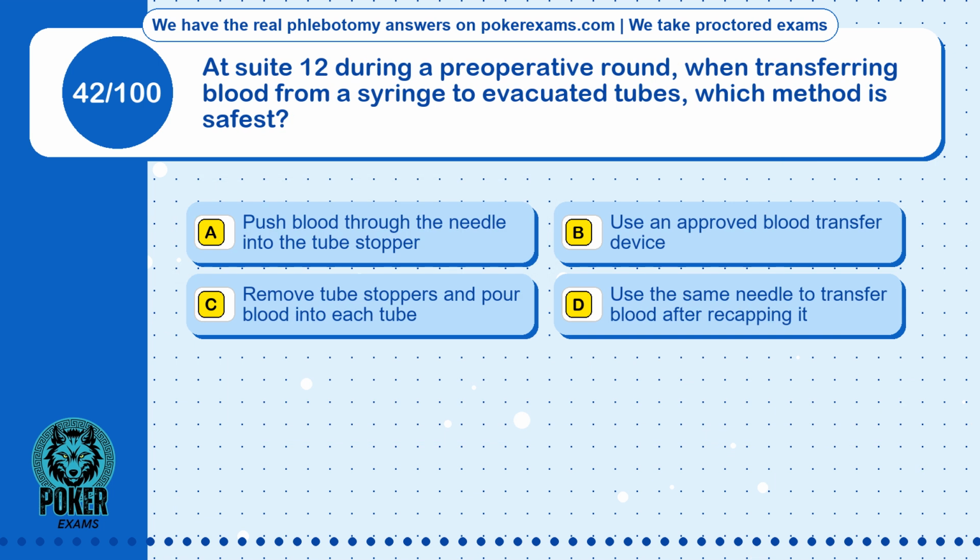Question 42. At Suite 12 during a preoperative round, when transferring blood from a syringe to evacuated tubes, which method is safest? Option A. Push blood through the needle into the tube stopper. Option B. Use an approved blood transfer device. Option C. Remove tube stoppers and pour blood into each tube. Option D. Use the same needle to transfer blood after recapping it.